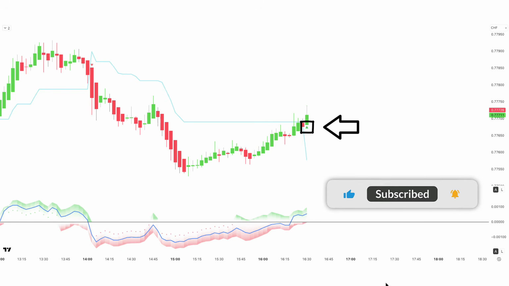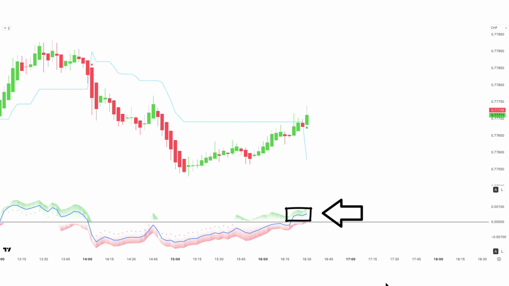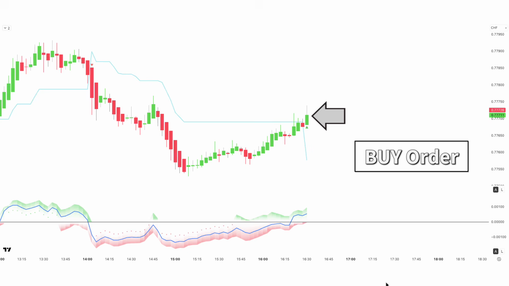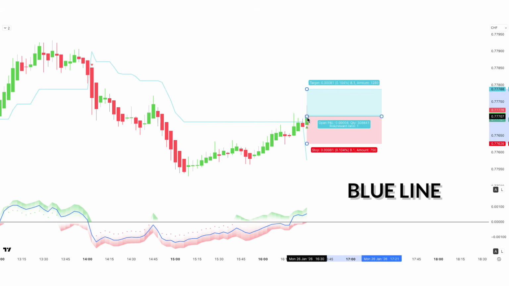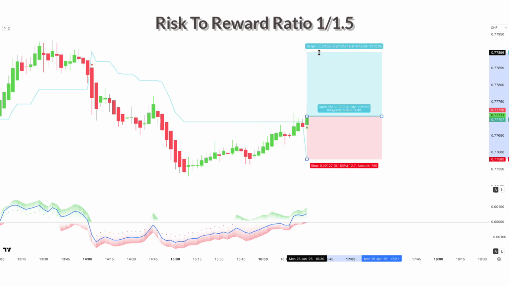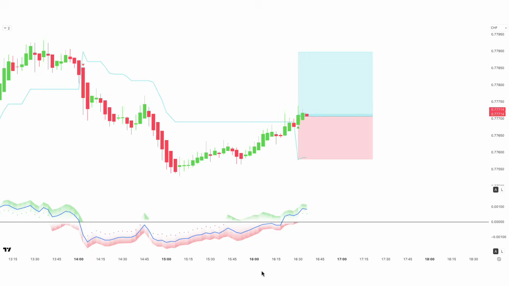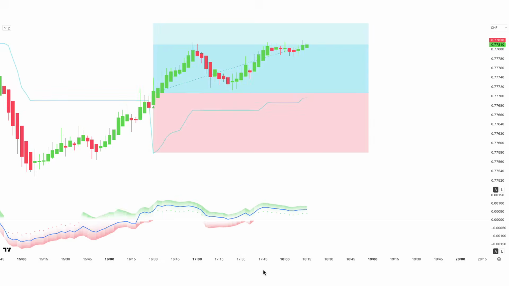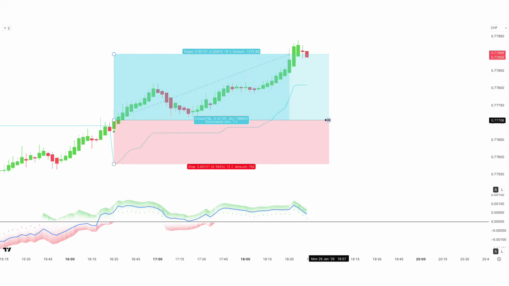When the J-Trend Sniper V2 triangle up of this indicator is a buy signal, when the blue line of AI Super Trend is above the 0 line, and when the market forms a bullish candle, if this condition is fulfilled, then we will place a buy order. Our stop loss is to be placed at the blue line, and the risk to reward ratio will be 1:1.5. The market has completely hit the target.